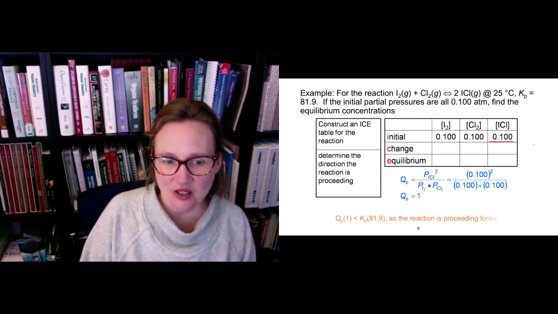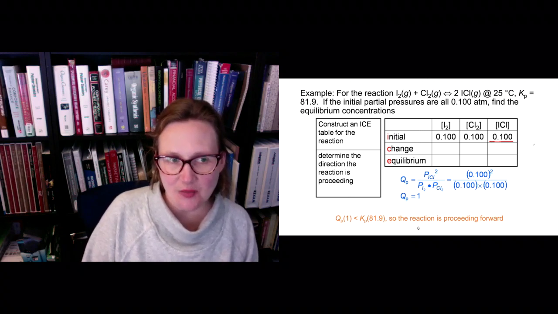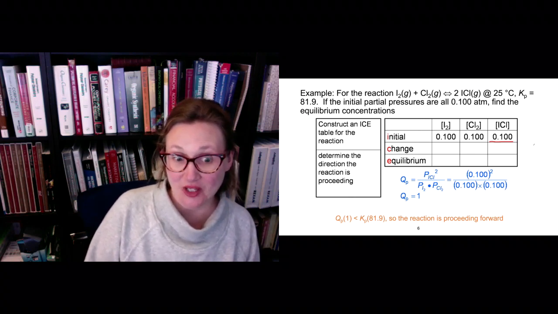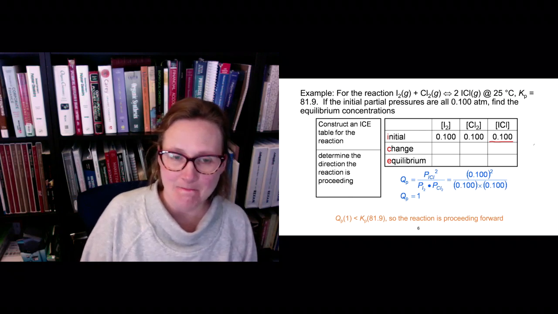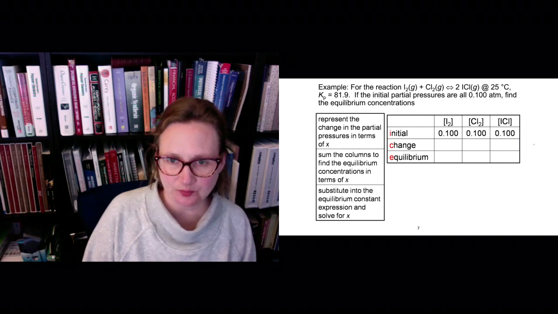All right, and then we can compare that to our Kp. So Q is less than K. So what's happening here then is the reaction is proceeding forward. It's going from reactants to product because eventually we want to reach the Kp of 81.9. Okay, so now we've just decided that this reaction is going to proceed forward.